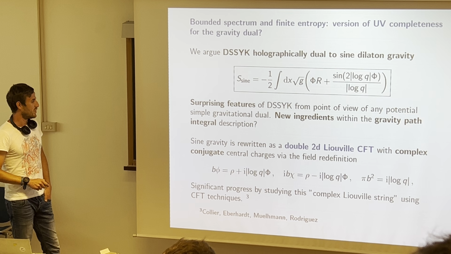And as Klaas already explained in his talk, we argue that the holographic dual to double-scaled SYK is this theory of gravity, which we call sine dilaton gravity, where basically the dilaton potential is now a sine. You can see that when you expand, when log q goes to 0, you recover, as the linear term in the Taylor expansion, JT. So this is a deformation of JT gravity.